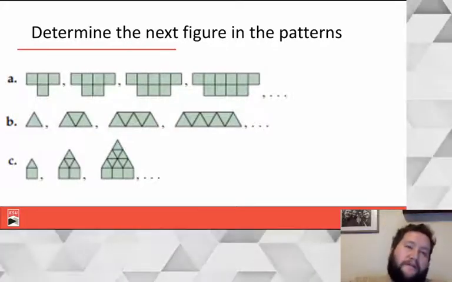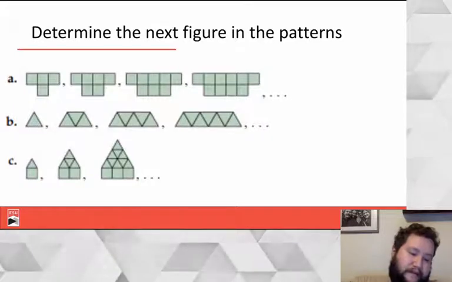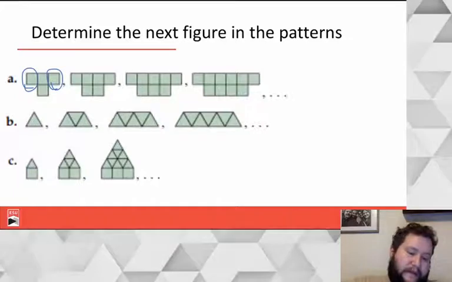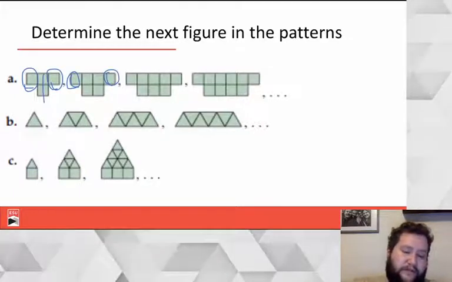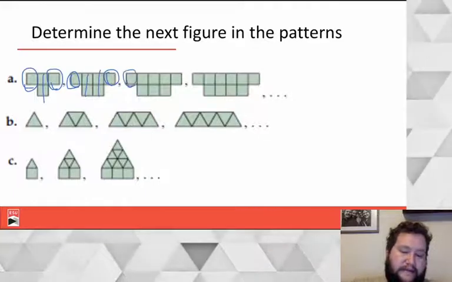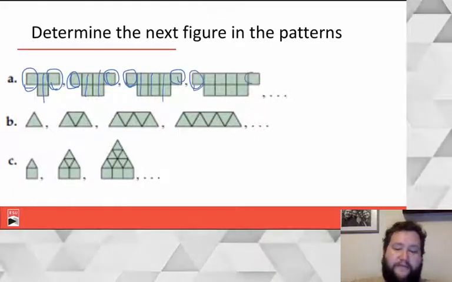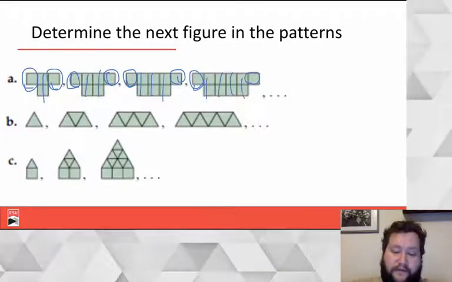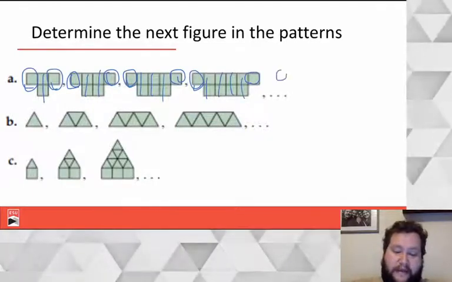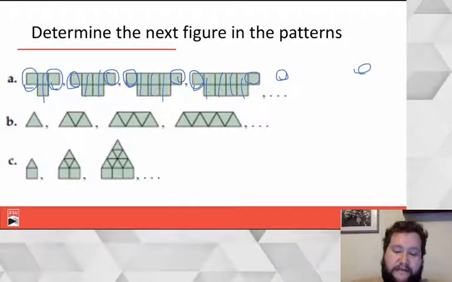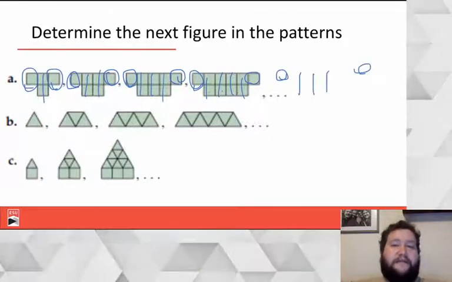When I look at this first one, I see the 2 on the end and 2 in the middle. Now I see 2 on the end and 4 in the middle, 2 on the end and 6 in the middle, 2 on the end, 8 in the middle, which means the next one would have 2 on the end, and not 2, 4, 6, 8, but 2, 4, 6, 8, 10 in the middle.